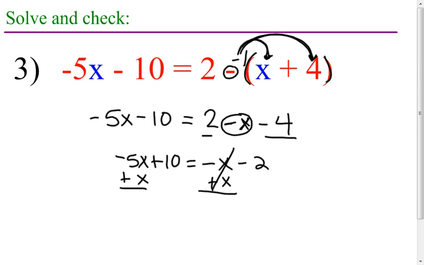That will drop. Negative 5x plus x makes 4x. Bring down the 10. Equals, be careful, make sure you remember to put that negative with a 2. Negative 2.